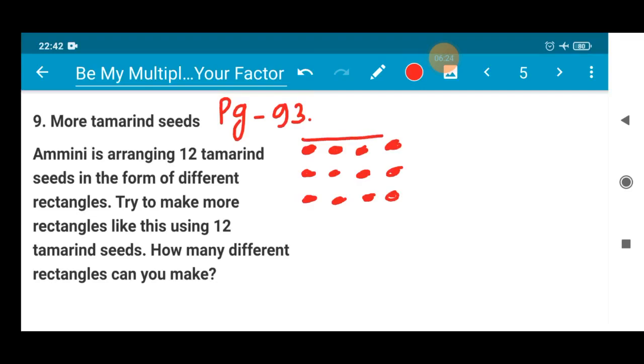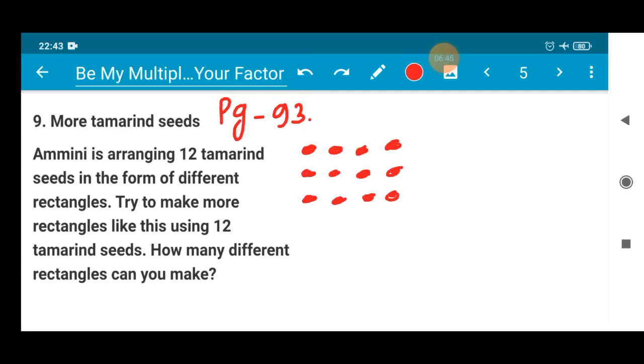That is, in the length part I have given 4 tamarind seeds, and in the width part, or the breadth part, I have placed 3 tamarind seeds. So isn't it forming a rectangle? Yes, a rectangle, you all know that it has the length and the breadth, right? It is a form of a quadrilateral, right?